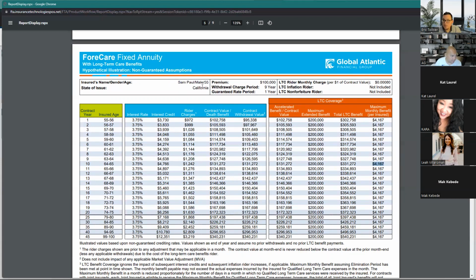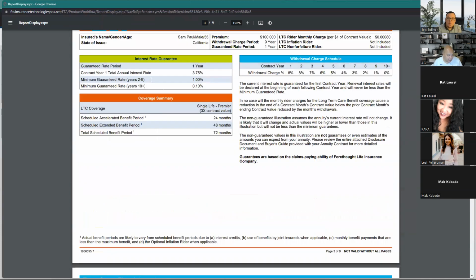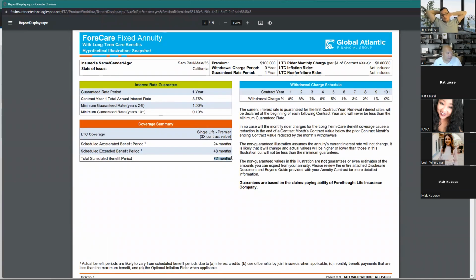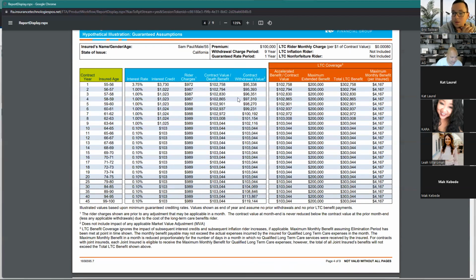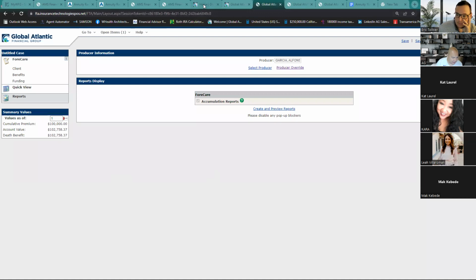And if this person was married, it will pay out based on both of their lives. But it's going to be a little bit smaller than this one, which means that if the husband needs long-term care, because this is 72 months, but he only needed it for 30 months, there's still 42 months remaining to be used. So it's either the spouse can use it or he can use it again later on if that need comes again. So that finishes our fixed annuity illustrations.